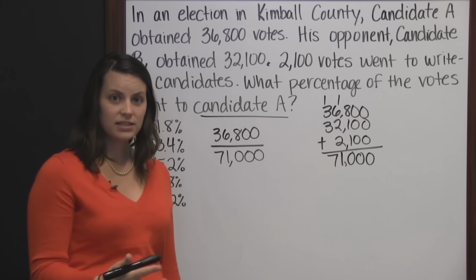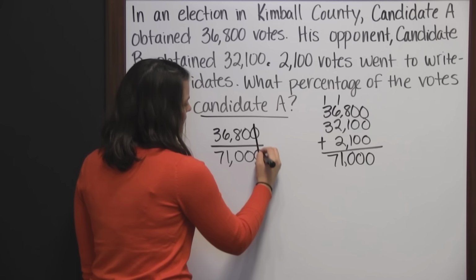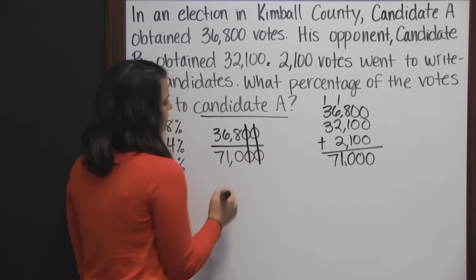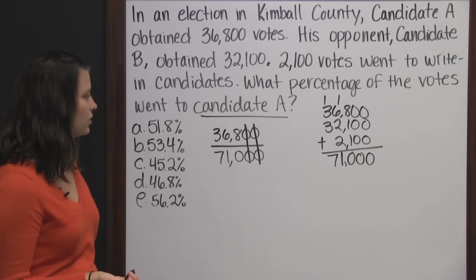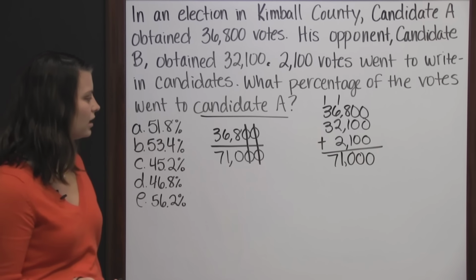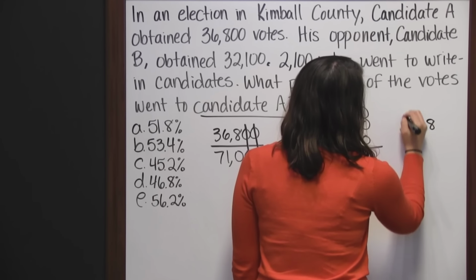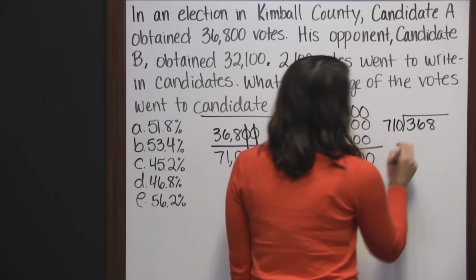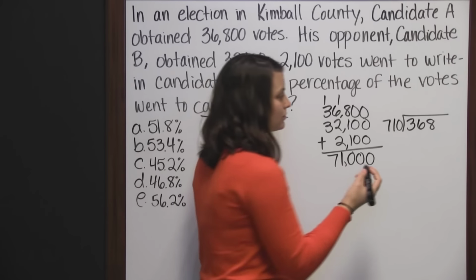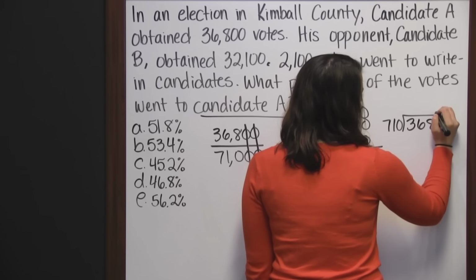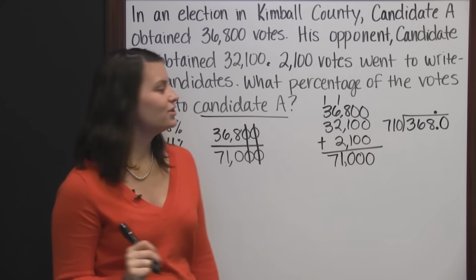Now to find our percent, we need to divide. That'll give us our decimal, which will then change into a percent. But before I divide, I'm going to first simplify this fraction by canceling 2 zeros. And now my division will be a lot easier. So we need to divide 368 by 710. Well, 710 doesn't go into 368 at all, which means I'm going to have to add a decimal and a 0.